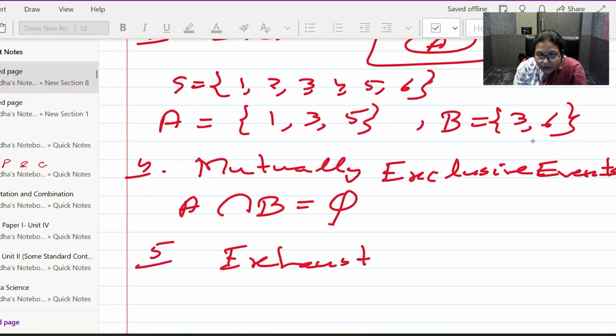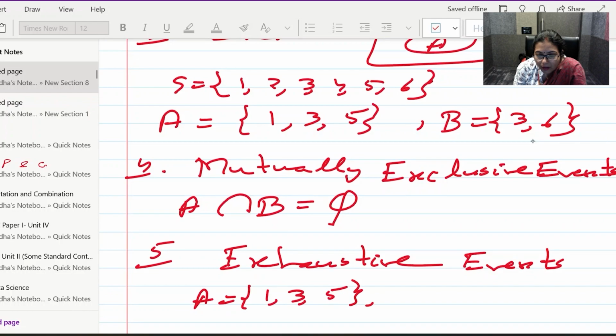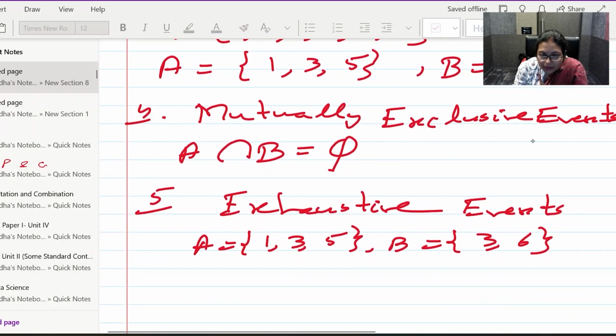What are exhaustive events? Let us take the same example. Throw a dice. A is 1, 3, 5. B is a multiple of 3, that is 3 and 6. Now I define a new event here, C, which is an even number. So 2, 4 and 6.